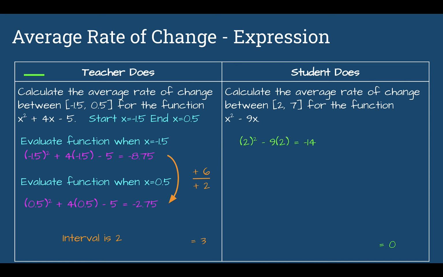If we plug in 2 into our function, so 2 to the second power minus 9 times 2, we get negative 14. If we plug in 7 for the function, 7 to the second power minus 9 times 7 is also negative 14. It went from negative 14 to negative 14. That's a change of 0. And just to continue the process, the interval here was 5. So 0 divided by 5 is 0. There was no change from the beginning to the end.